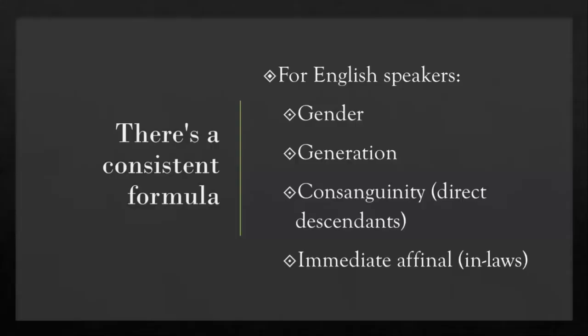Now, again, for us in America and in many of the English-speaking countries, there's a consistent formula. I'm listing these 4 things not in a particular order, but these are the 4 considerations that go into the formula for how we label people. One thing is the gender, another is what generation they are. The consanguinity, which is about the blood relations or direct descendants, and then the immediate, right around you, affinal, the in-laws, are another piece of it.